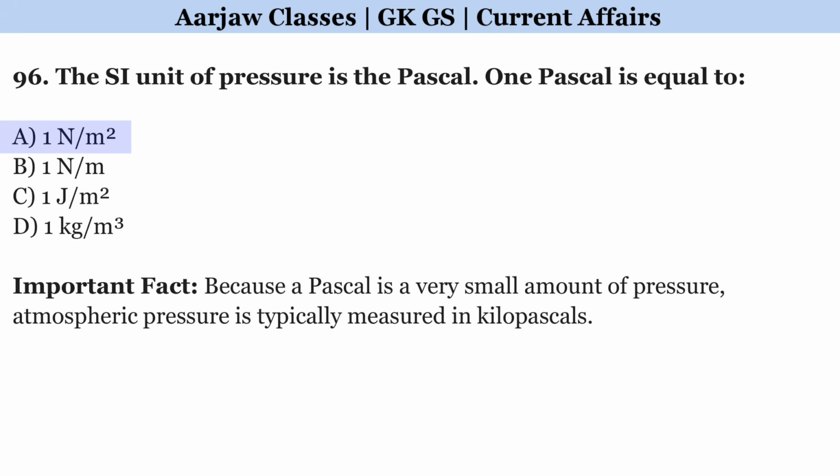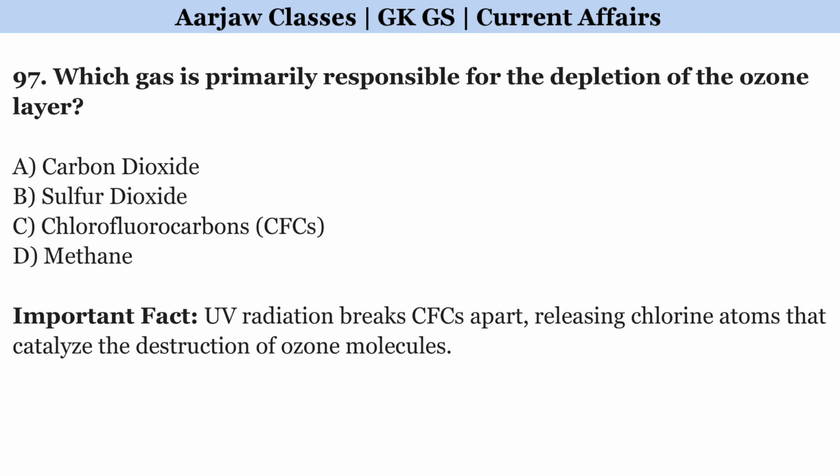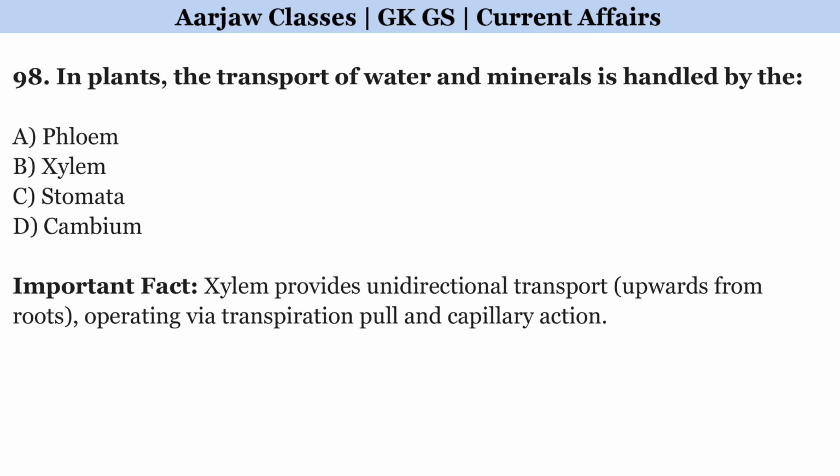Correct option is A. 1 Newton per square meter. Which gas is primarily responsible for the depletion of the ozone layer? Right option is C. Chlorofluorocarbons. In plants, the transport of water and minerals is handled by the?